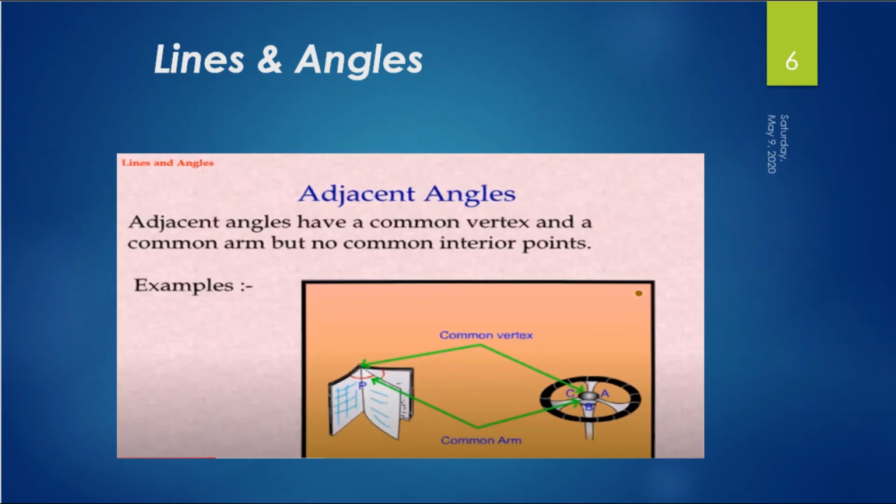Then is adjacent angle. Adjacent angles have a common vertex and a common arm, but no common interior points. For example, you can see here an example of book pages. There is a common vertex between them and a common arm. So in the shape of this rectangle, you can see the common arm and the common vertex. Such angles are called adjacent angles.